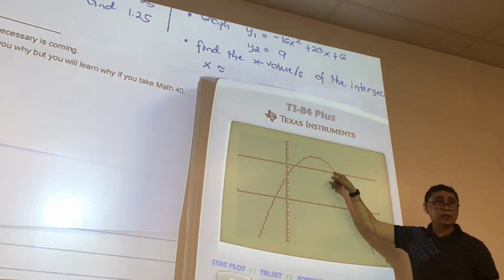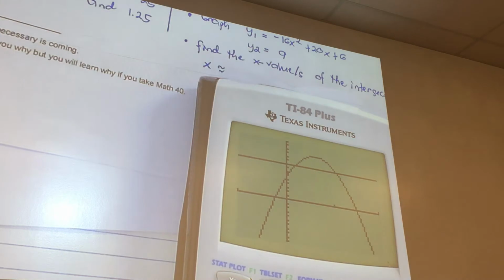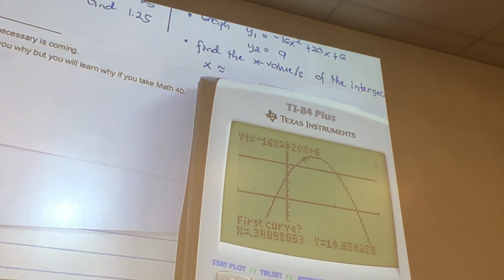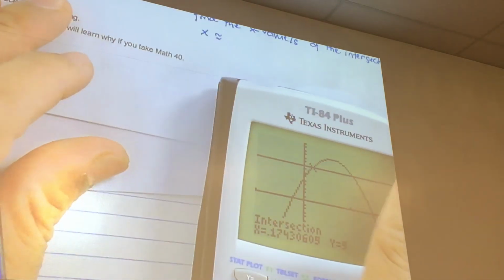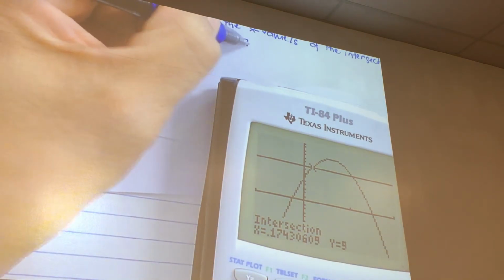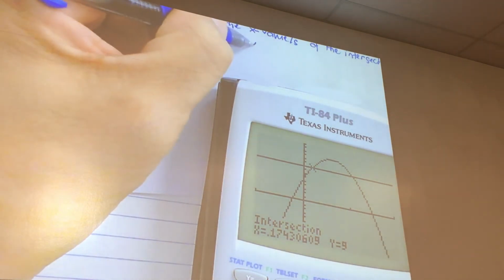And then to do that one, you do exactly the same thing. Alright? Second trace. I'm going to find the intersection of that point. That's good enough. 1, 2, 3. I get 0.17. I'm going to use 4 decimal places. 0.1743.